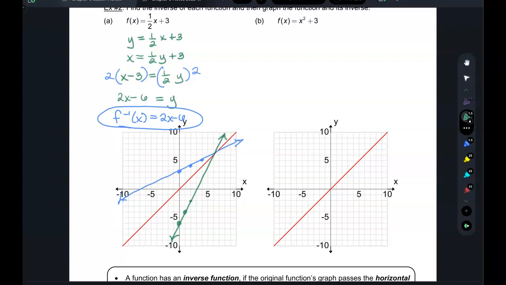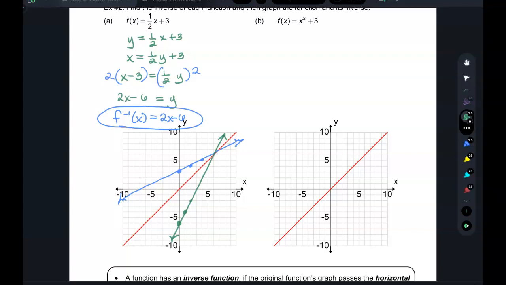So notice our 2 lines. Again, if we were to fold our paper along the line y equals x, do they match up? So if one of them was off, then I know I made some kind of mistake somewhere. They have to, well, they should. It's okay if it was off a little bit. Are they pretty close to each other?